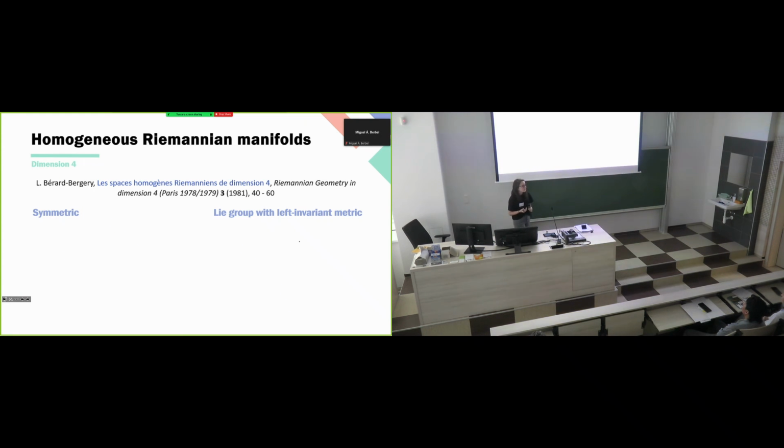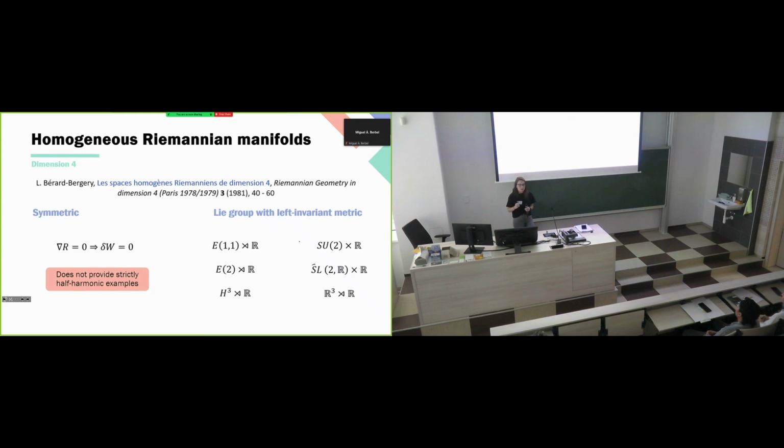So now let's restrict our study to the four-dimensional homogeneous setting, and say that Berard-Bergery showed that any four-dimensional homogeneous Riemannian manifold is either symmetric or a Lie group endowed with a left-invariant metric. As for the symmetric situation, we have already talked about this. Every one of them has harmonic Weyl curvature. So this situation will not give strictly half-harmonic examples. So we left this out of our study and just focused on the Lie groups.